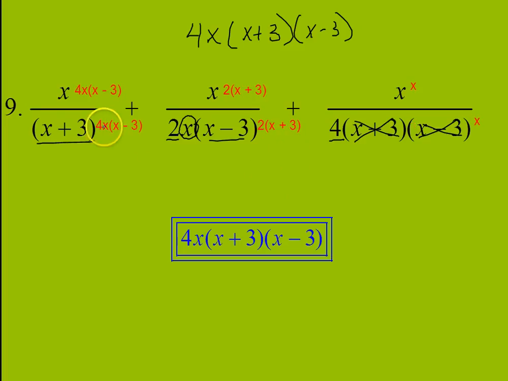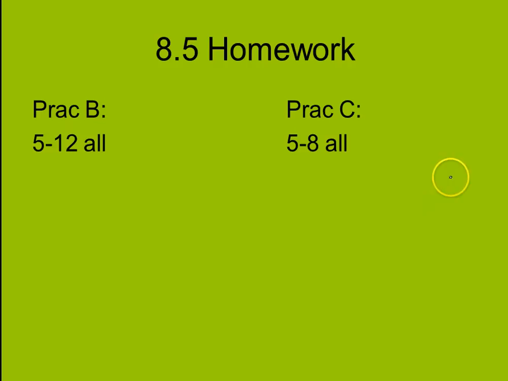So the first one, I'd be missing everything but the x plus 3, so I'd have to multiply by 4x and x minus 3. The second one, I need the 2 to become a 4, so it would be multiplied by 2. I've got the x minus 3, so I'd multiply by x plus 3. The last one, I have everything except for that x, so the only thing I'd be multiplying by is the x.